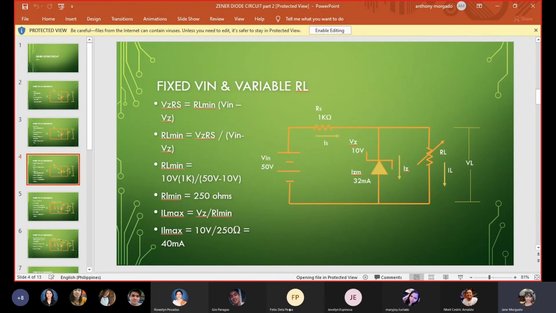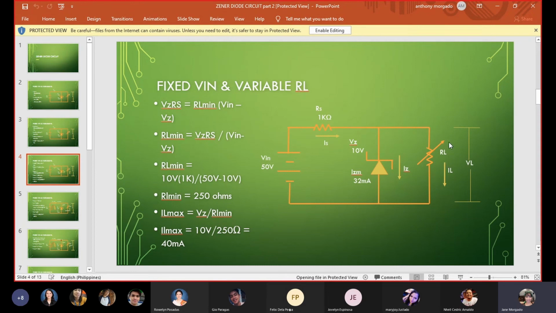Tama? 250 ohms. 10 times 1K, what is K? That's times 10 to the 3, raised to 3. 10 raised to positive 3 over 40 volts. Is it equal to 250 ohms? Can you verify? Yes, ma'am. Tama naman po. Okay. So, we have 250 ohms. So, the minimum value of RL to turn on Zener should be set to 250 ohms.